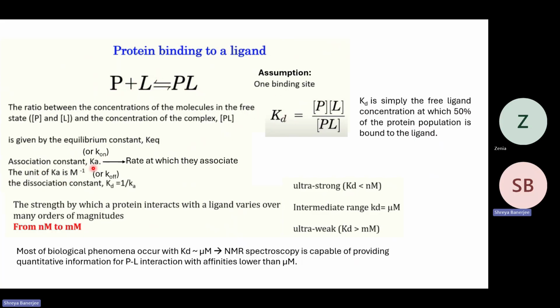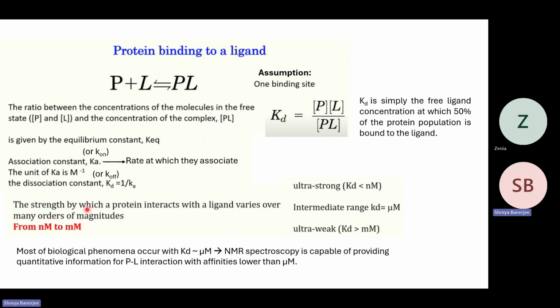The association constant Ka would be the reciprocal of this. That is the rate at which they associate, that is the free ligand and protein form the complex. The unit of this is molar inverse, because you can imagine each of these are in molar, so one molar will cancel out. So for Kd, the unit is molar. For Ka, the reciprocal, the unit will be molar inverse. As I said, Kd is 1 by Ka.